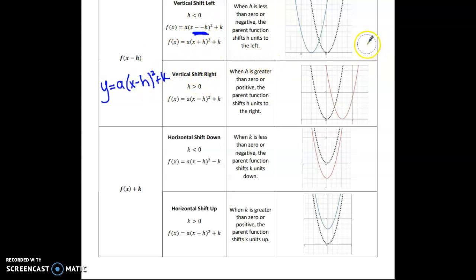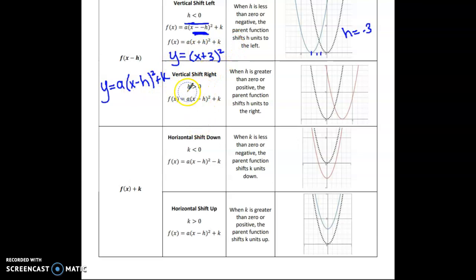For example, our parent function is this dotted one, and this blue one over here is our transformed function. So it's 1, 2, 3 units to the left. How we would write that is y is equal to x plus 3 squared, and that's going to move us 3 units to the left. Technically our h value here would be -3, but when we plug that into a formula that already has a negative, it becomes a positive.